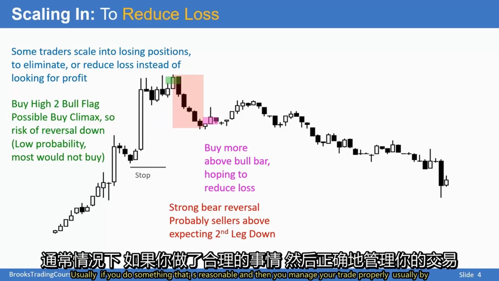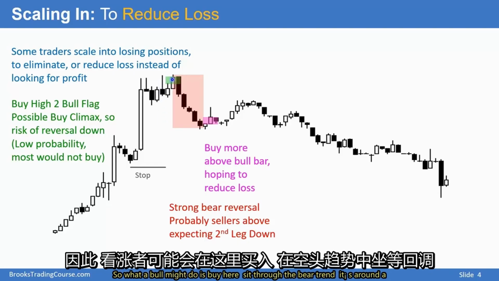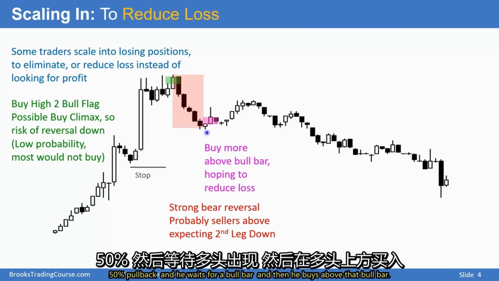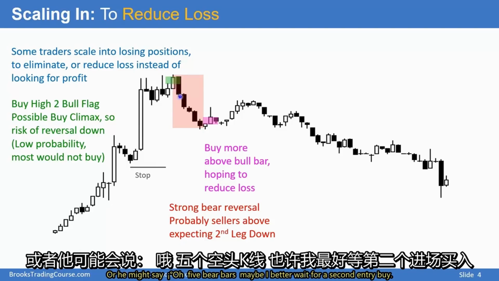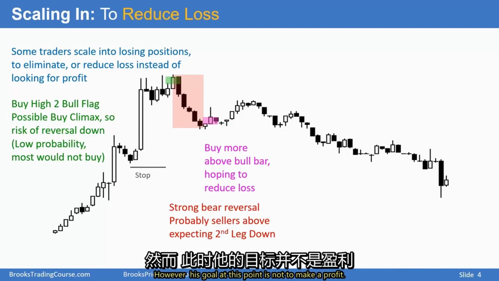Usually, if you do something that's reasonable, and then you manage your trade properly, usually by scaling in, using appropriate stops, you can either make a profit or avoid a loss. So what a bull might do is buy here, sit through the bear trend. It's around a 50% pullback. And he waits for a bull bar. And then he buys above that bull bar. Or he might say, 5 bear bars, maybe I'll better wait for a second entry buy. So maybe he'll buy above this bar or that bar.